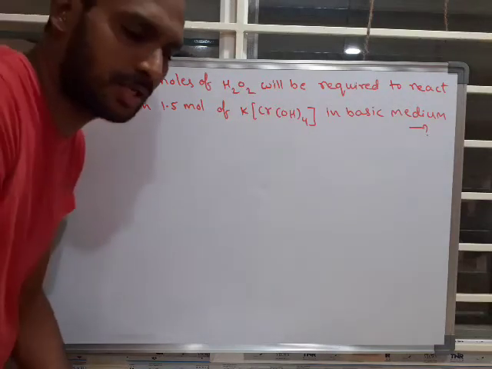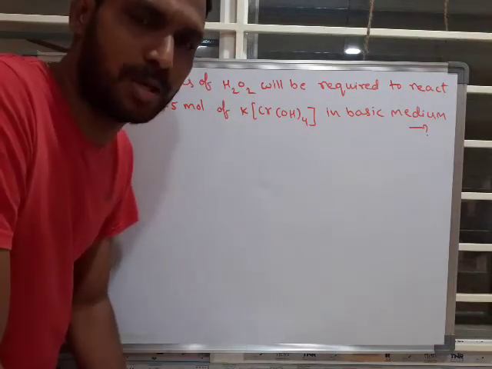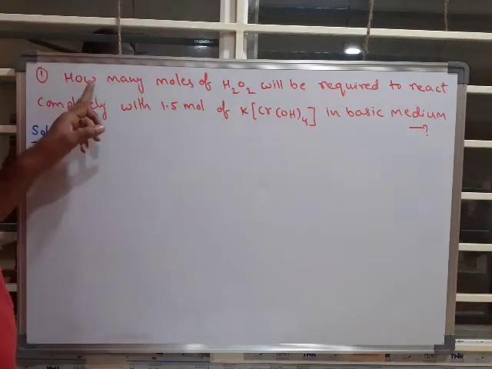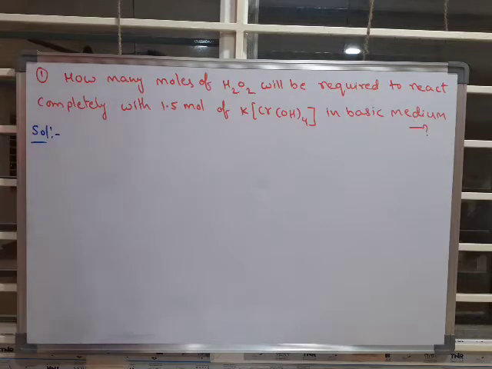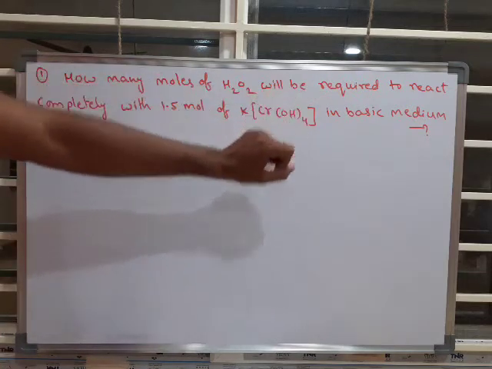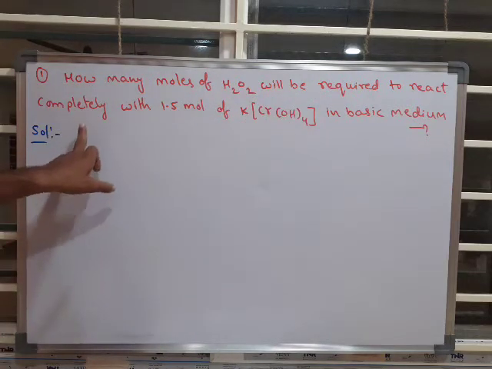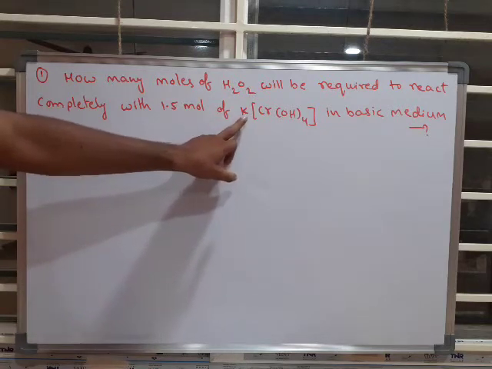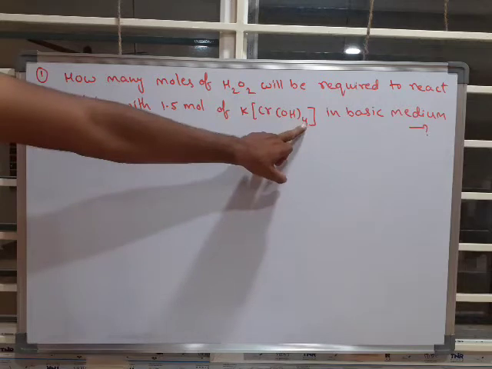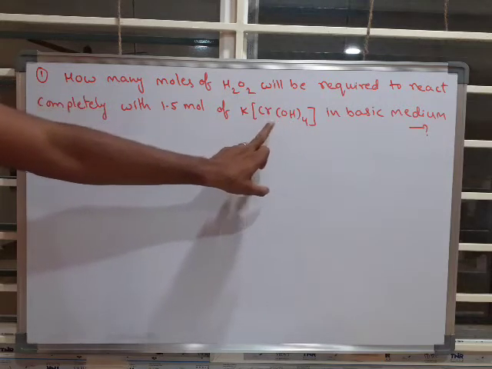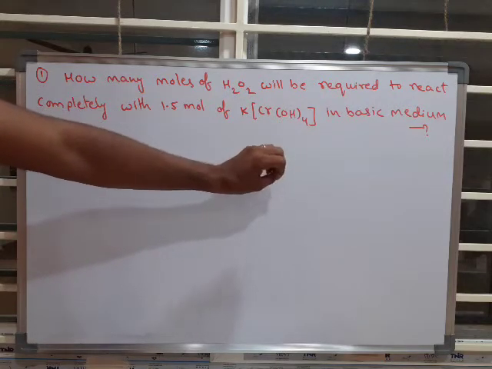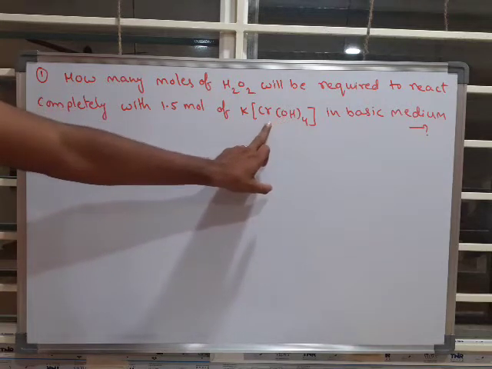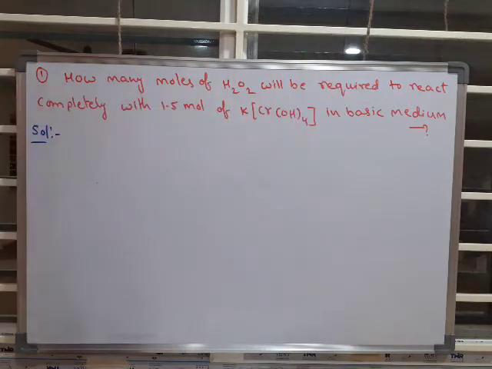So, hello students, today we see some more problems in stoichiometry. Okay, first see: how many moles of hydrogen peroxide will be required to react completely with 1.5 mole of potassium tetrahydroxychromate. So actually it is a complex compound. Its name is potassium tetrahydroxychromate(III) in basic medium.